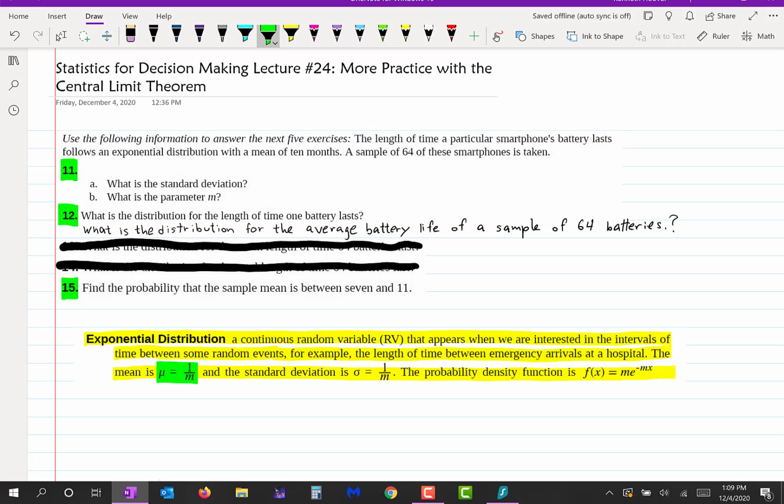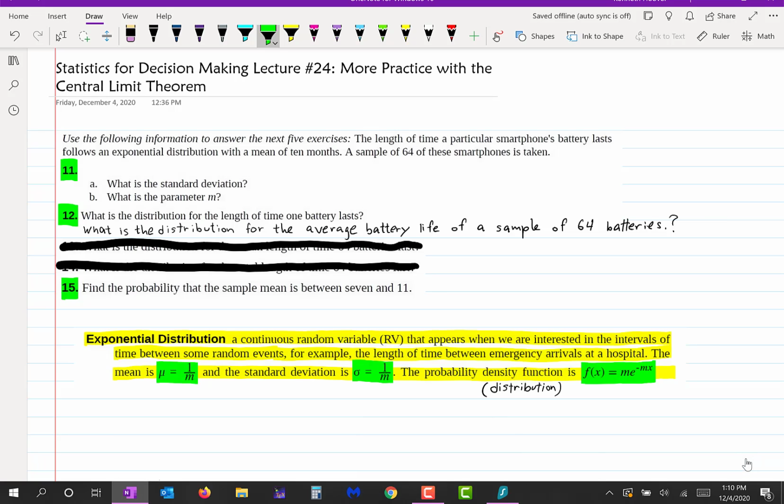And the standard deviation is 1 over m. And the probability density function, which is also called distribution, is m e to the negative mx.